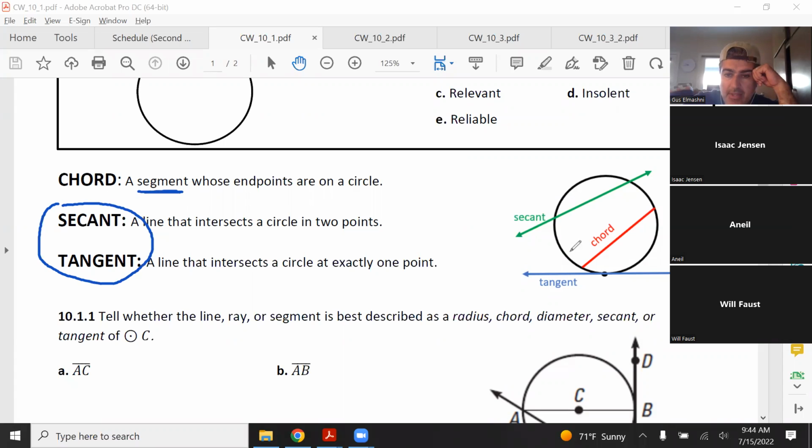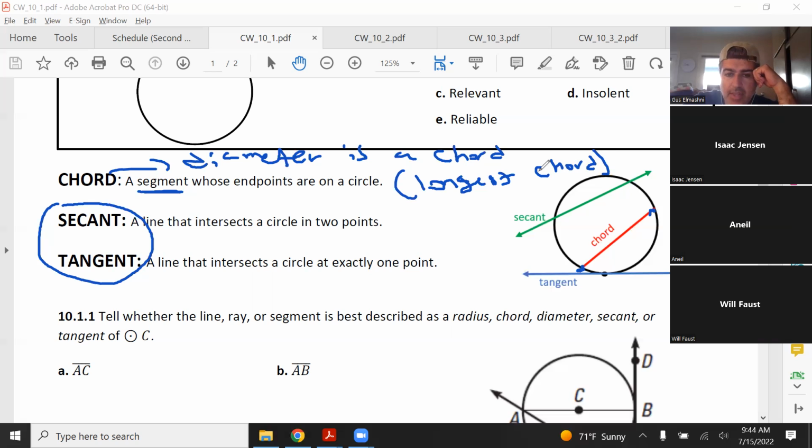A chord, first of all, is just simply a segment. So it's not a line, it's a segment, has two endpoints, and it just connects two endpoints of a circle. So a diameter could be a chord. It is. Diameter is a chord. In fact, it's the longest chord of a circle.